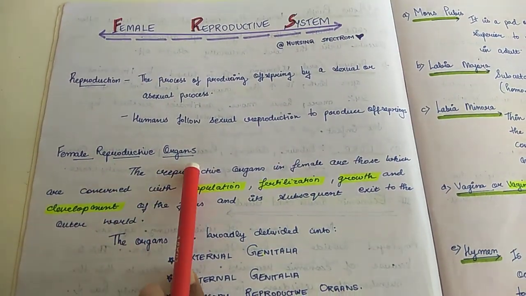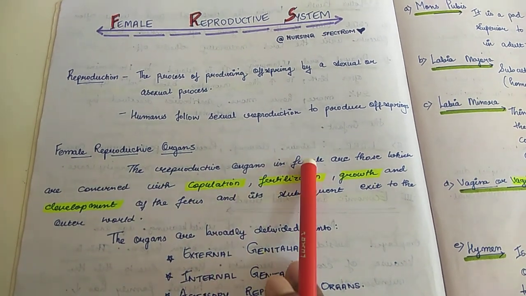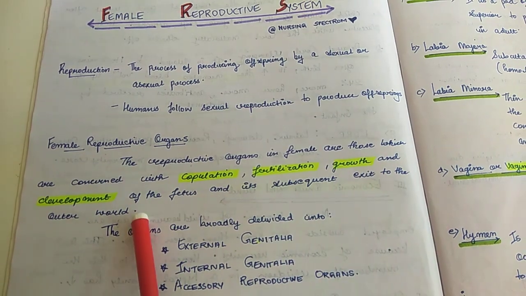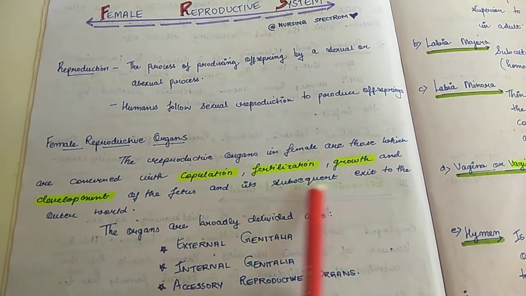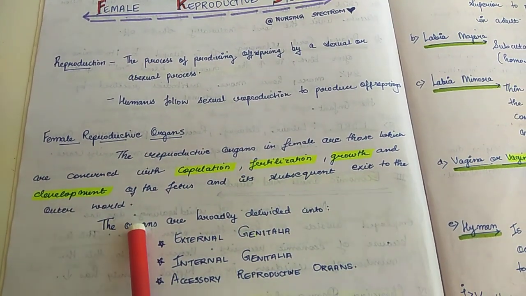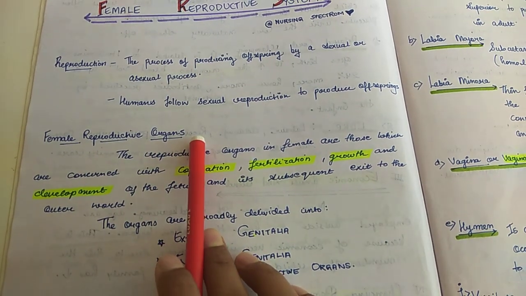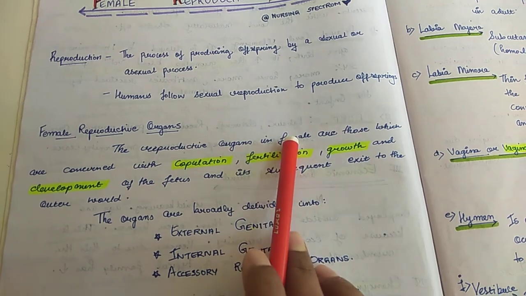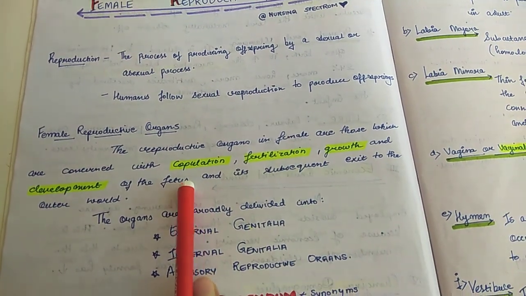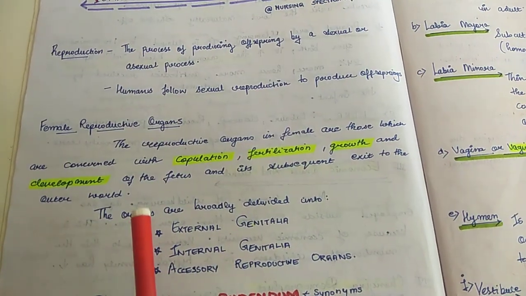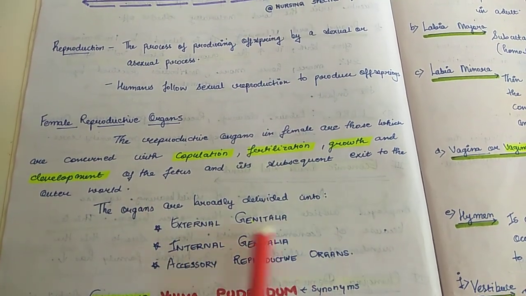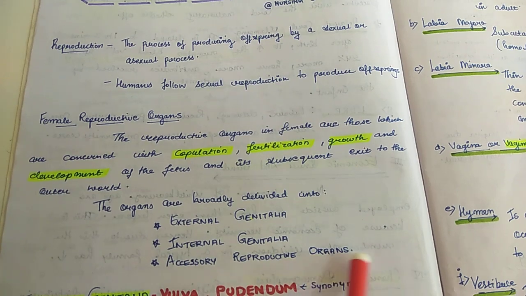Female reproductive organs include the organs which are concerned with copulation, fertilization, growth and development of the fetus and its subsequent exit to the outer world. So the female reproductive organs are the organs which are involved in intercourse, fertilization of the gametes, and growth and development of the baby. The female reproductive organs are broadly divided into external genitalia, internal genitalia and accessory organs.